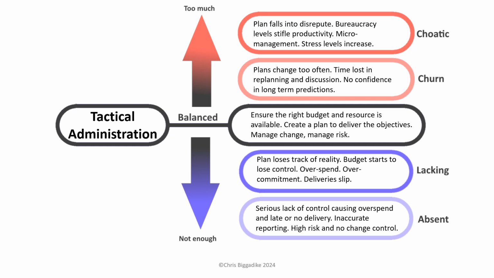And if it's seriously absent, there's a real lack of control, causing overspend and late or no delivery. No delivery is an option, and it's one that can be achieved by a complete lack of tactical administration. Inaccurate reporting is an inevitable outcome where this is lacking. It's a very high risk, and there will be no change control.